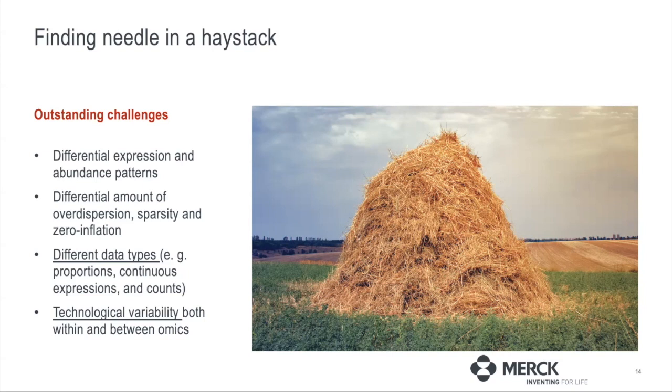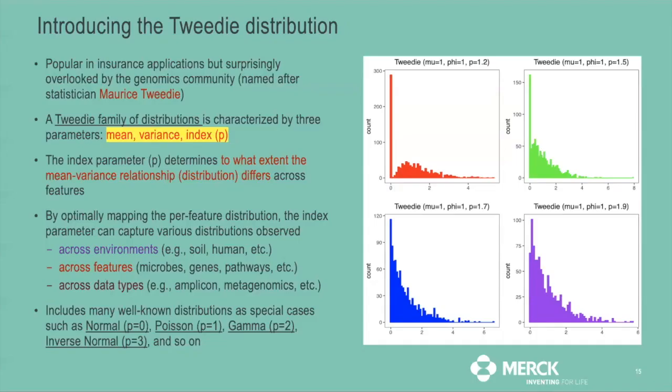And then there is technological variability both within and between omics, which biologically makes sense. I think it should be technological and biological variability. With these four points in mind, this seems like a very difficult problem. But fortunately, even though it looks difficult, statisticians and other elegant mathematicians have done the job, so we can actually use some well-studied distributions for this purpose. One of the distributions that I'm going to introduce today is the Tweedie distribution, which is somehow overlooked in the genomics community.